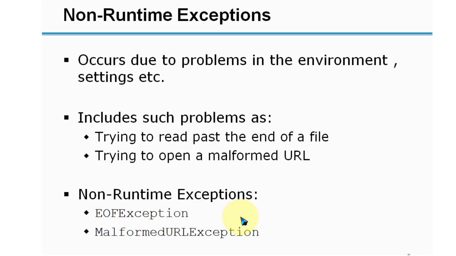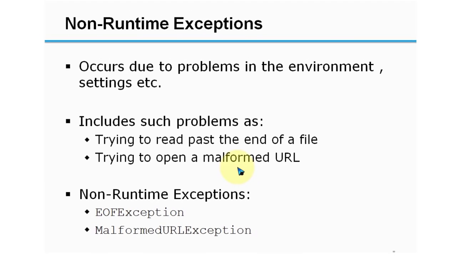Non-runtime exceptions, that is your checked exceptions, occur due to a problem in the environment settings. They include problems such as trying to read past the end of a file, or trying to open a malformed URL, that means the URL is wrong. Suppose you want to connect a Java program to a database, and the database URL is wrong. That is the first scenario. Second scenario: the database URL is correct but the username and password to access that database are wrong.